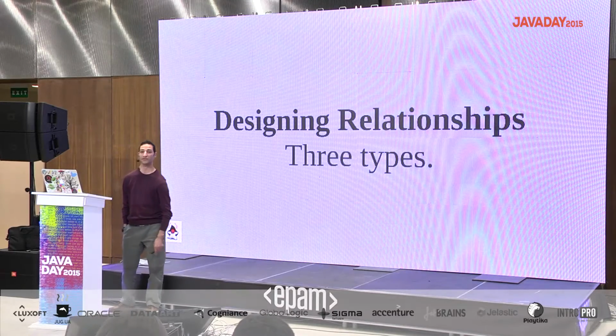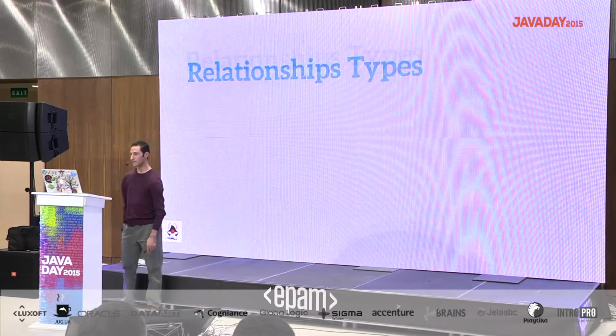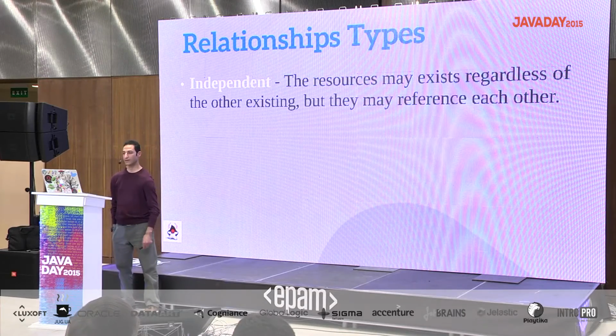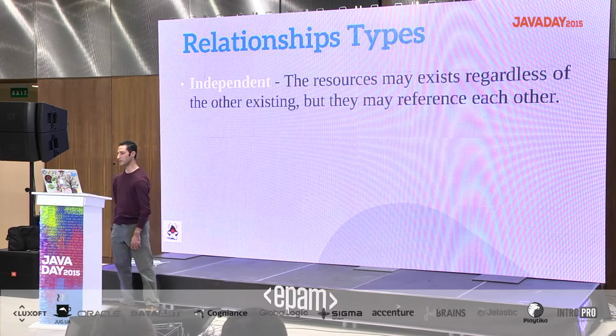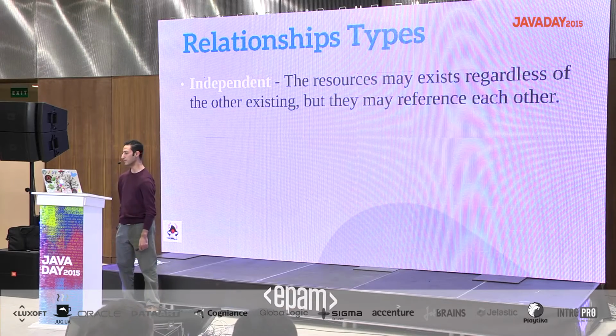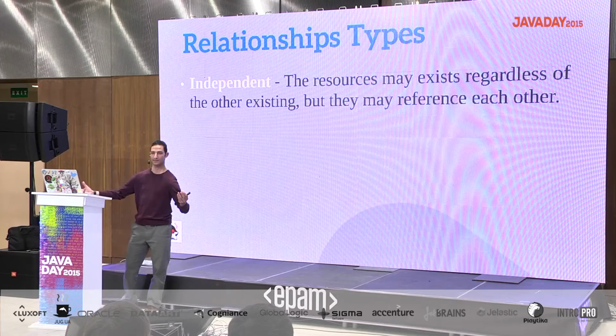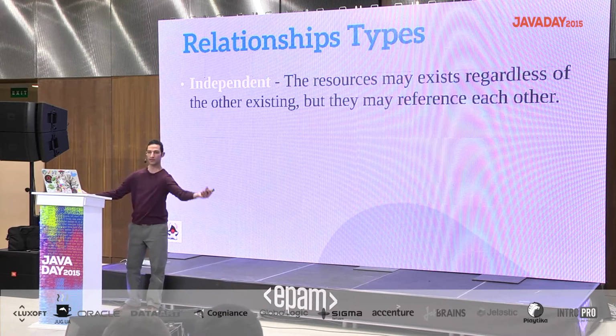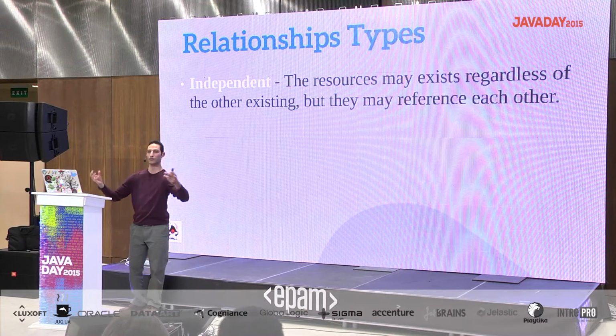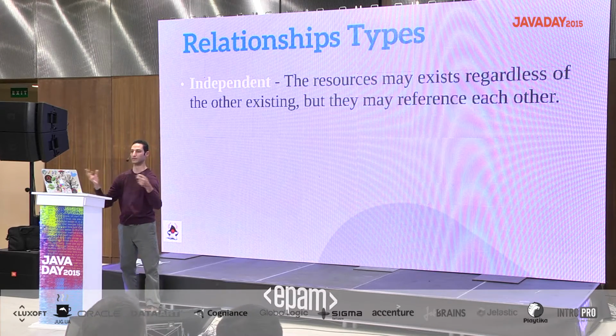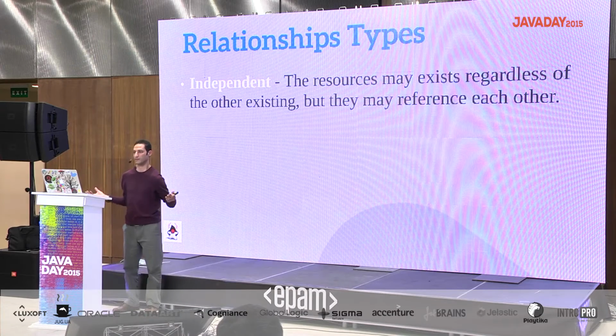Designing relationships. We have three design relationships. One of them is independent. The resources may exist regardless of the other's existence, but may reference each other. Here is our case. Can you imagine? They are independent, like customer and item. The item already exists, and the customer already exists. They can interact when there is an order. So they are independent together, and their existence does not depend on each other.